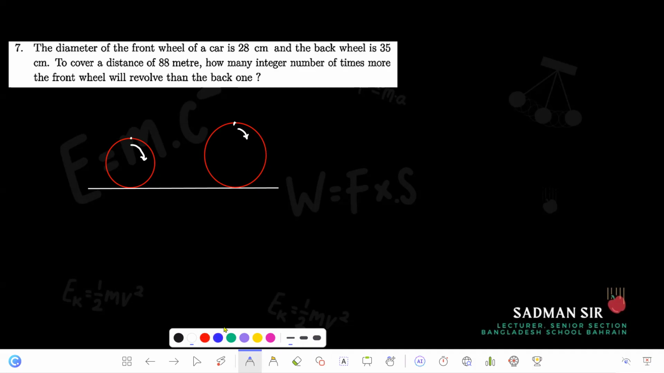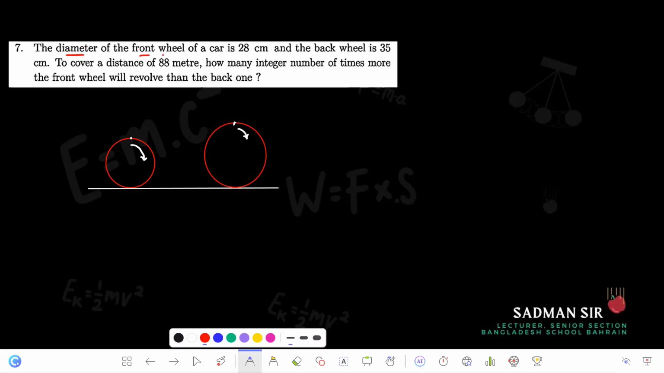So one thing we have to remember from here: while it is completing one rotation, it covers a distance that is equal to its circumference. Remember, this information is very important. When a wheel completes one revolution, it covers a distance equal to its circumference. Now, let us go through the question.